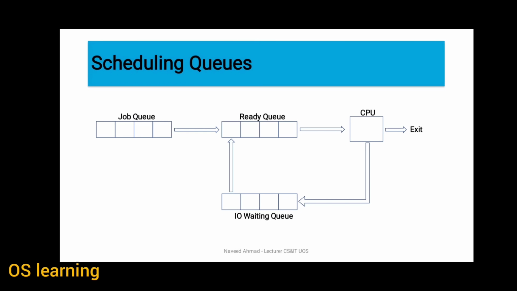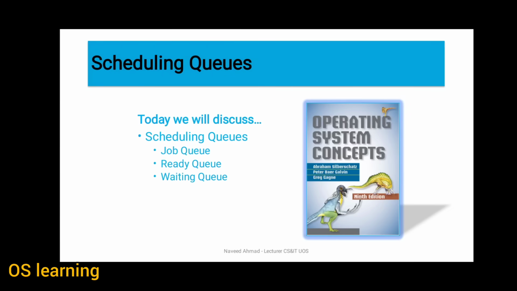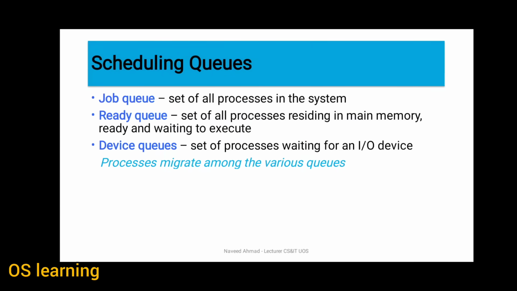Here is the representation of our scheduling queues. First we have the job queue, then it is transferred to the ready queue. After the ready queue, it goes to the CPU. If it's okay, it goes to the exit state, or if there is some problem or it needs input/output, it goes to the input/output waiting queue. So we have discussed the scheduling queues. As I told you earlier, a queue uses FIFO, first in first out, order.